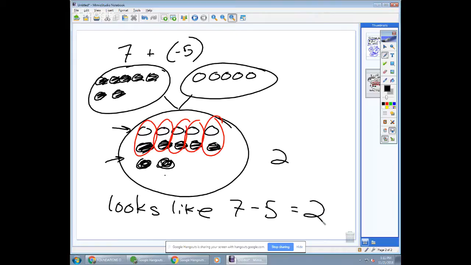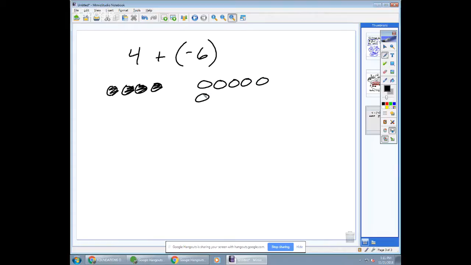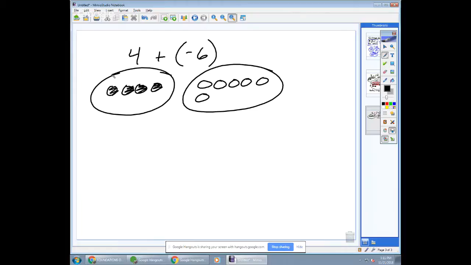Okay. All right, let's try another one. How about 4 plus -6? You could draw it or use the toys. So we start putting them together.